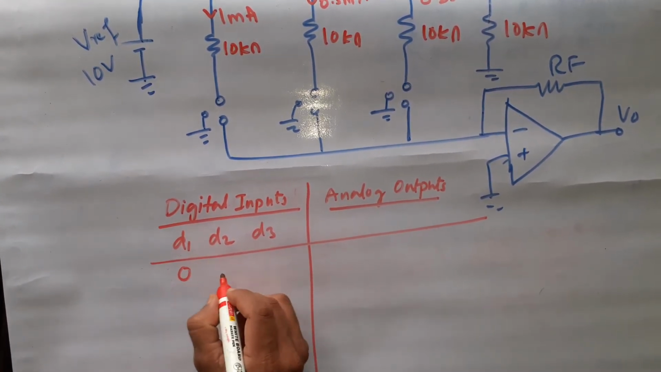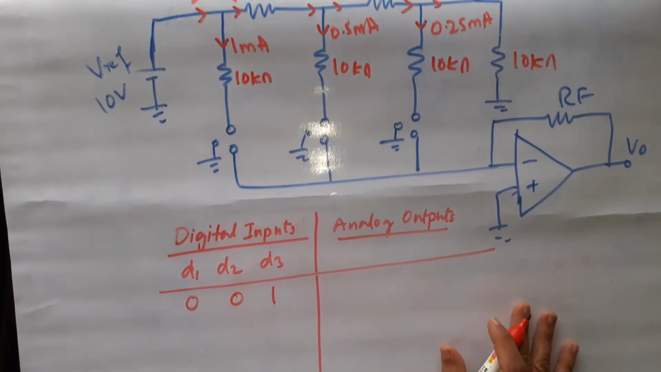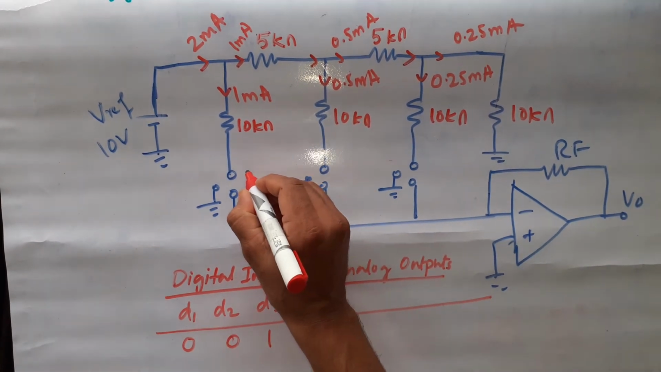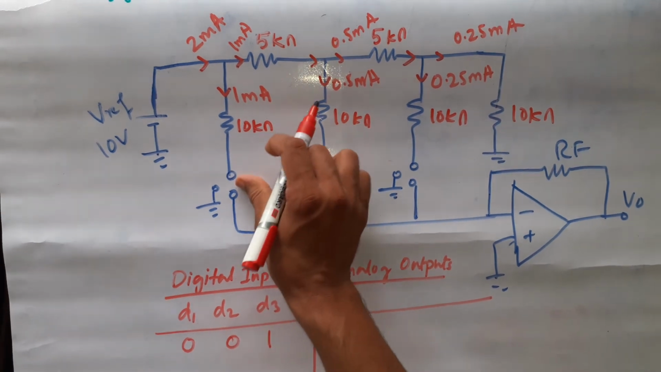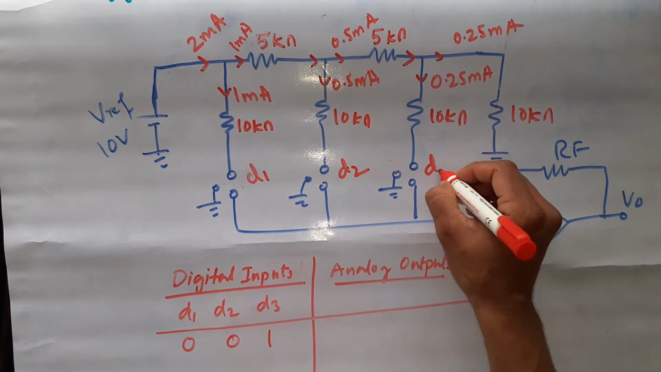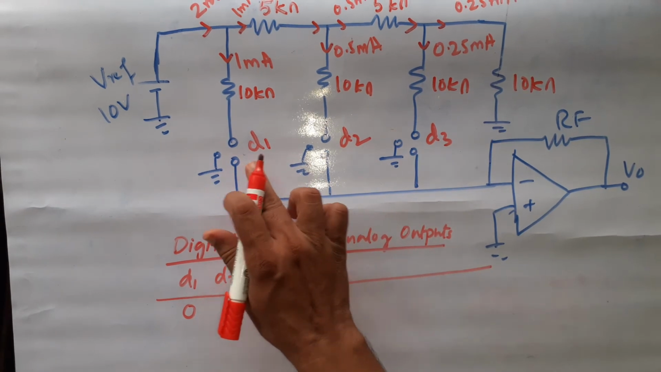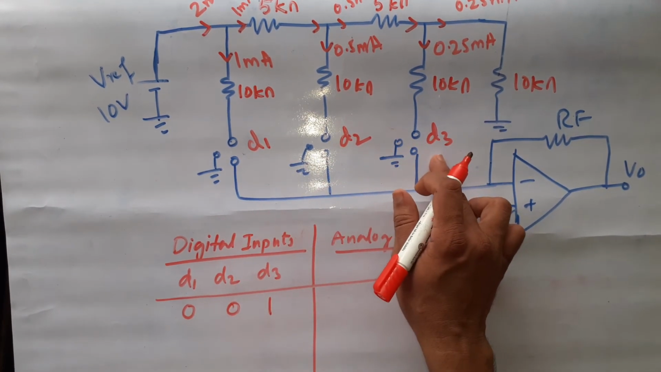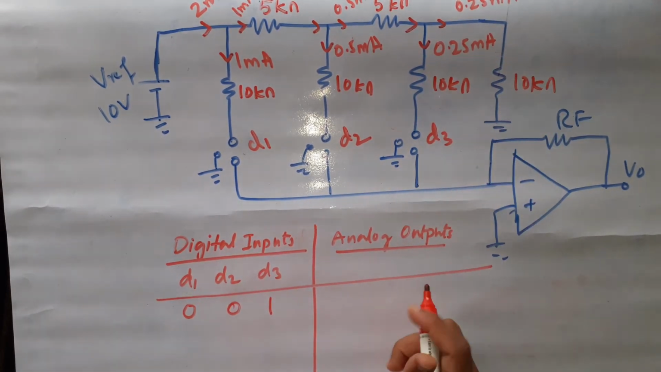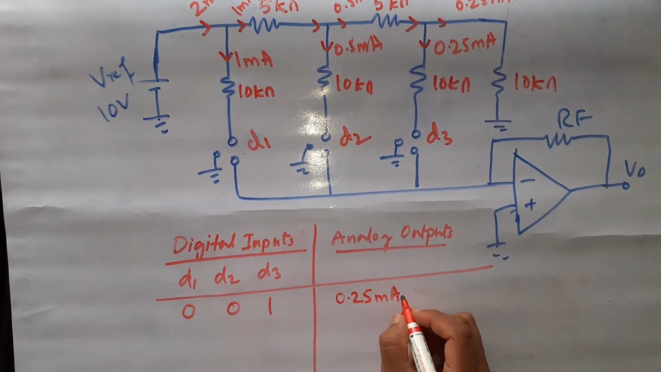For example, if your digital input is 0, 0, 1, it means D3 is 1. Where is D3? Oh, sorry, I missed it. This is your D1, D2, D3. If D3 is 1, it means D1 and D2 switches are off. You are getting bit only 0, 0, 1, meaning the D3 bit. What current is coming here? 0.25 milliamps. Right?